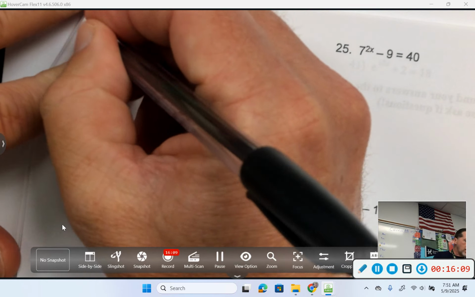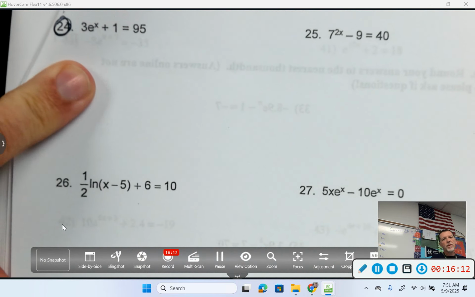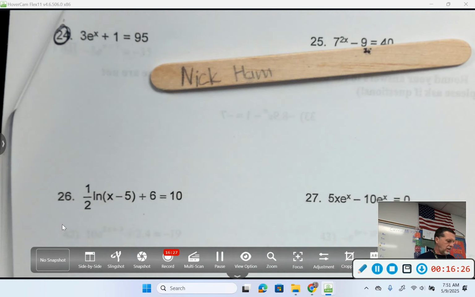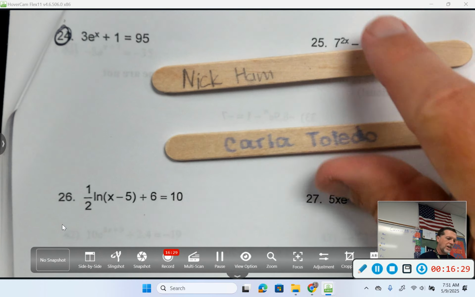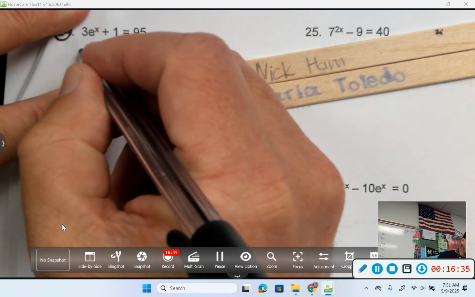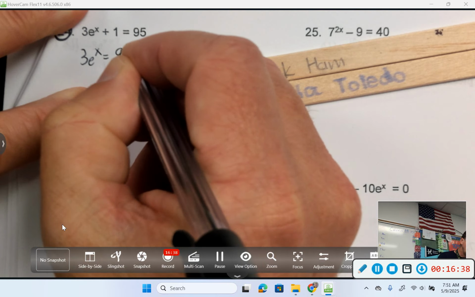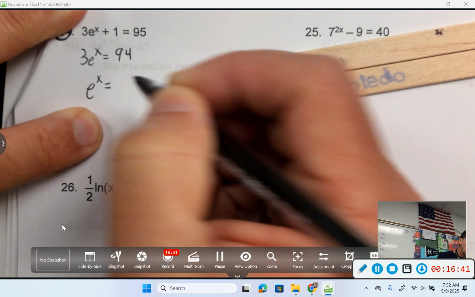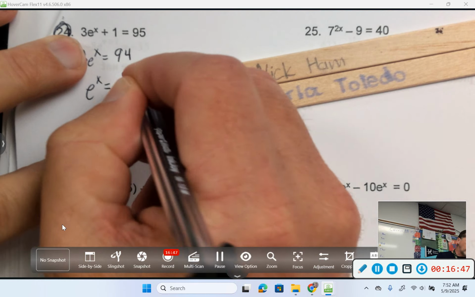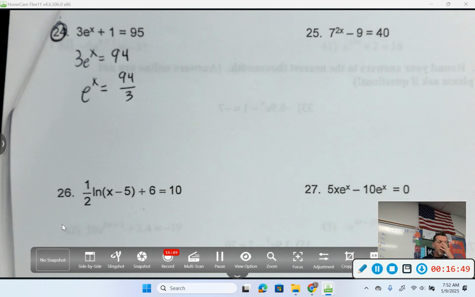Now let's do 24. And is 24 a multiple of 3? Let's do a little multiple of 3 check here. Yes. Yeah, so this is one that you would be doing later. Nick, what would we do first? What do you think? Minus 1. Good. Carlo, what would we do next after we subtract the 1? Divide by 3. Ooh, is 94 divisible by 3? We're still in the calculator section, so if we weren't sure we could type it in, but I'll just leave it as 94 over 3.